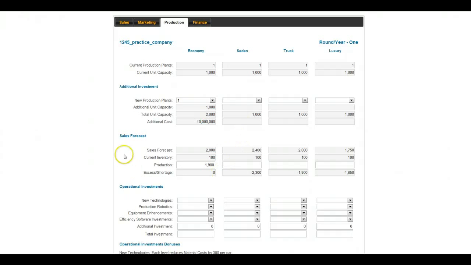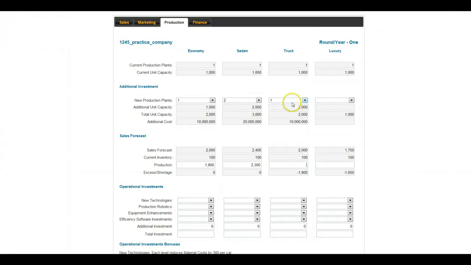For my sedan, I start out with one production plant for each vehicle. So I can only make 1,000 cars, but I need to make 2,300. So I'm going to have to buy 2 additional plants. It's going to be a capacity of 3,000. So I'm going to have some excess capacity, but that's unavoidable in this situation. Here I need 1,900 cars, so I need to buy 1 additional plant.